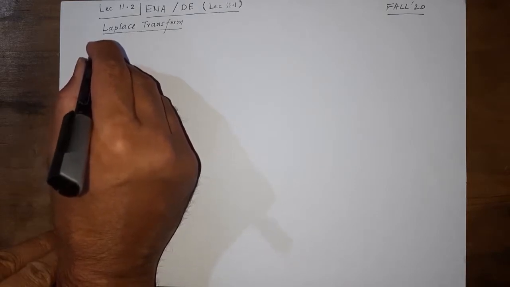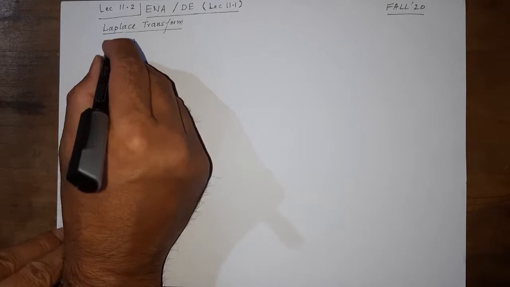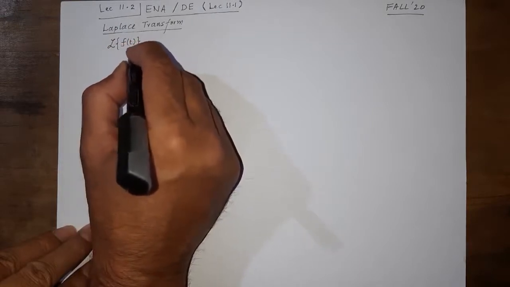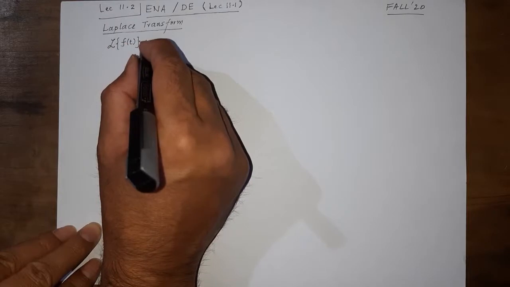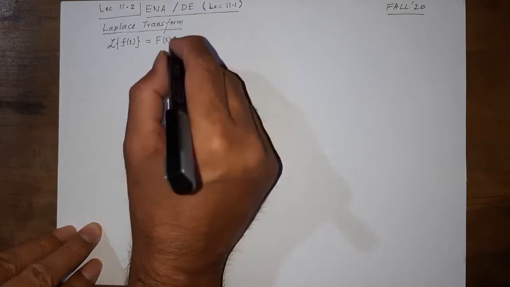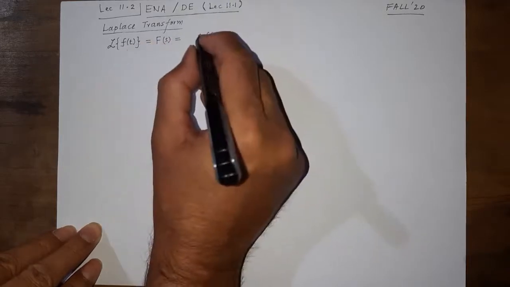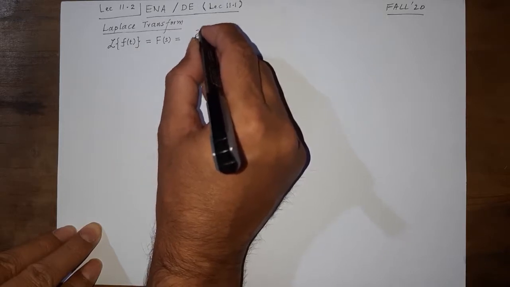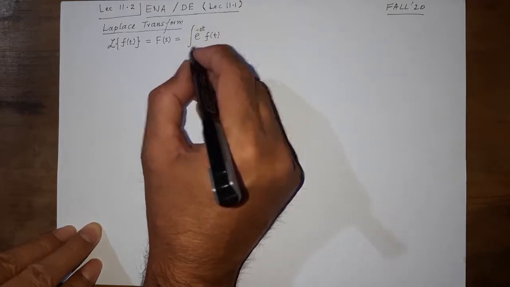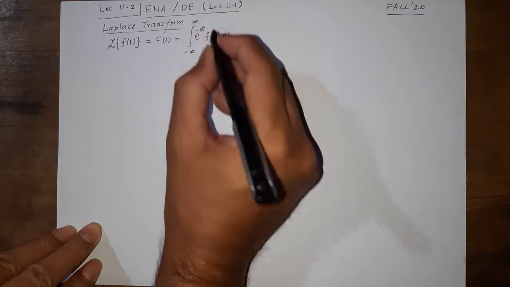By definition, the Laplace transform of a function of time, where this stylized L is used to represent taking the Laplace transform, which we write as capital F of s, is defined as multiplying that function of time by an exponential with a complex parameter s, and then taking an integral with respect to time from minus infinity to plus infinity.